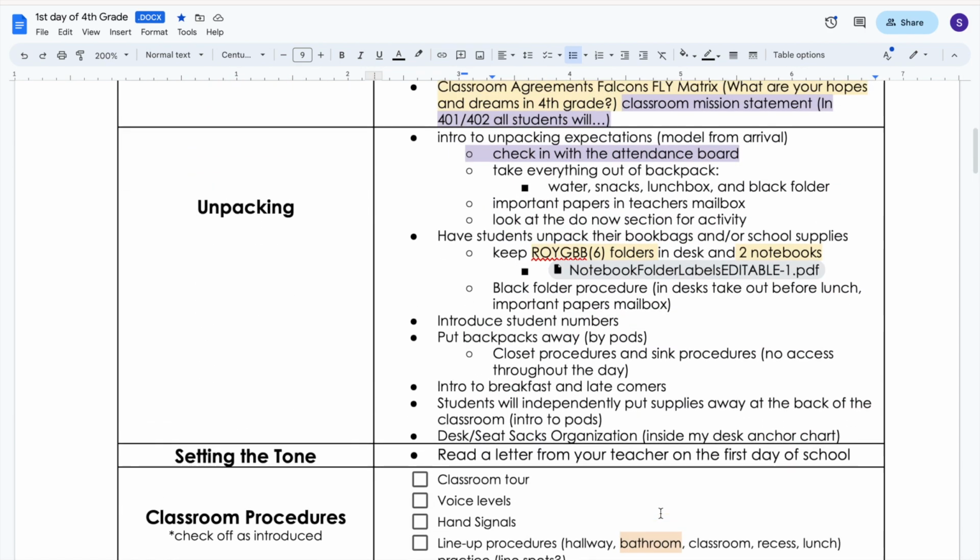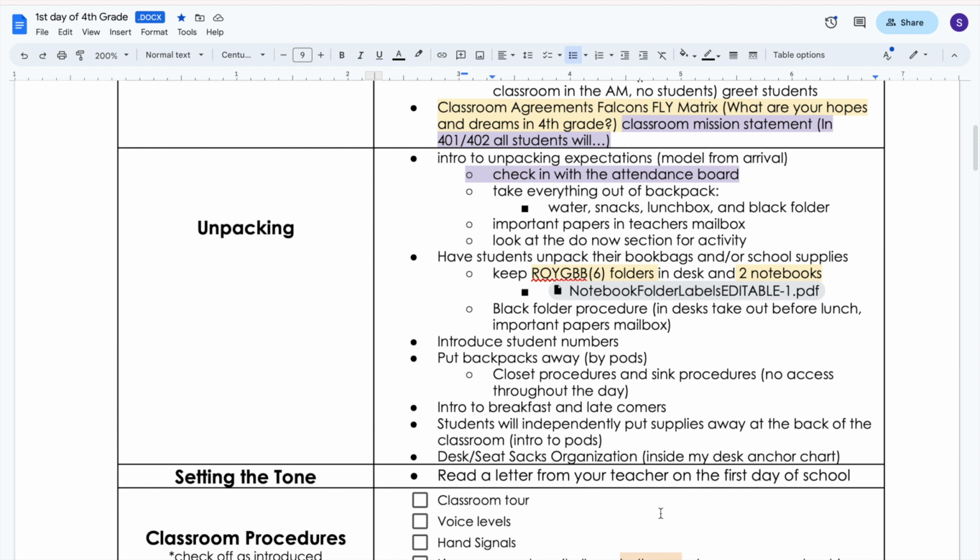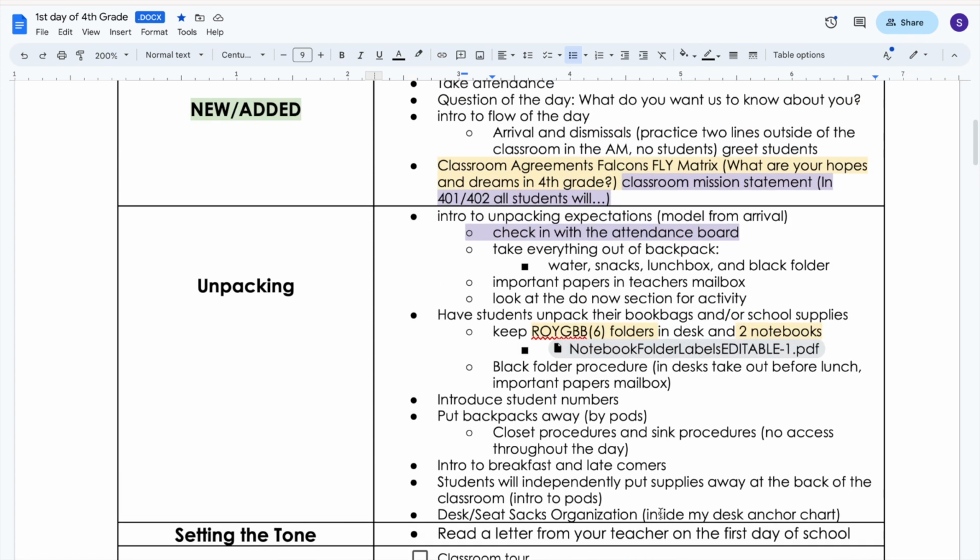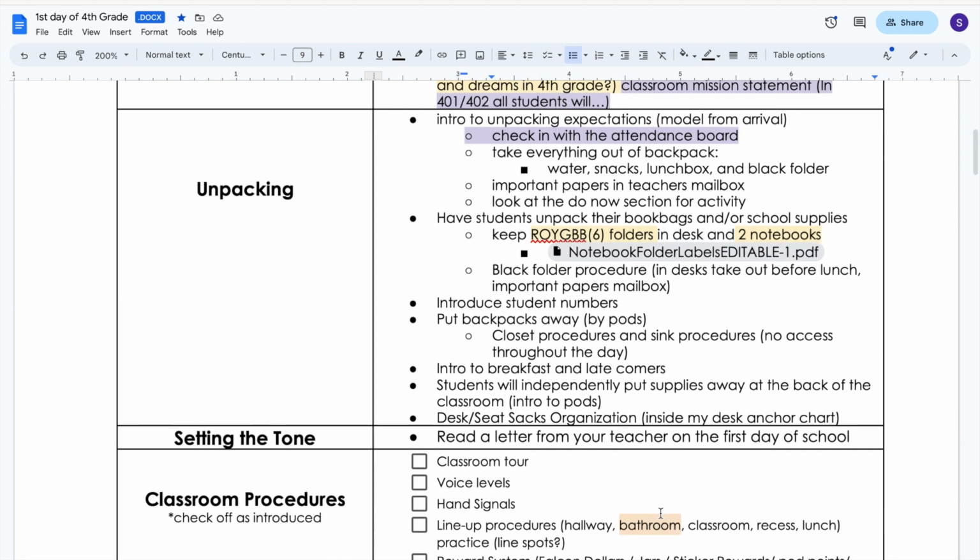The next thing that I have is the more boring part. I like to do a back to school sandwich or a fun sandwich, which is expectations, fun, expectations, fun. So this is the expectation part, because I consider the class agreements fun, but maybe not. But yes, we're going to unpack here. So the students are going to unpack. I'm going to teach them and model, because I have to physically model. Even if they're in 4th, 5th, 6th, 7th, 8th, I would still physically model myself how to check in with the attendance board and take everything out from their backpacks.